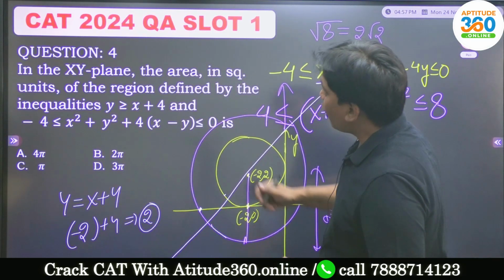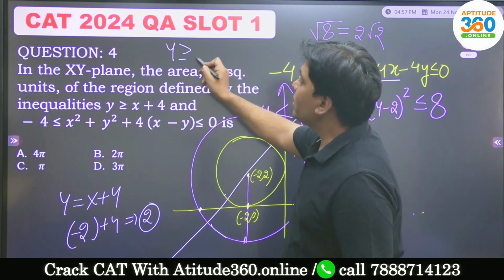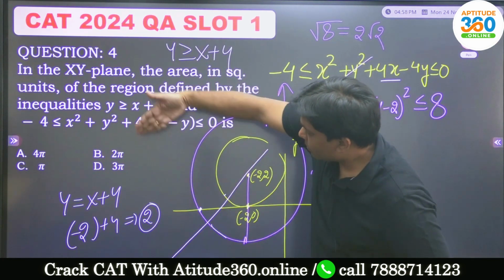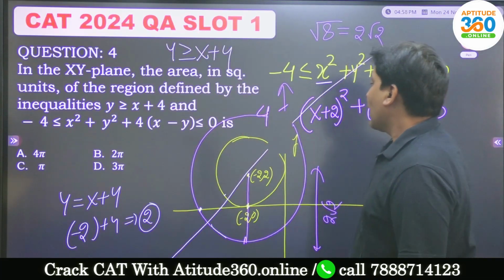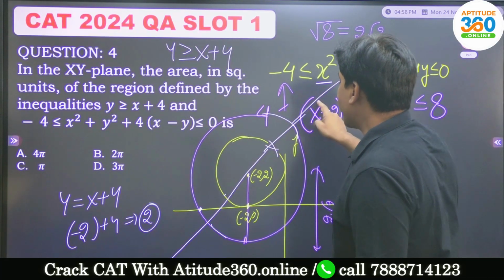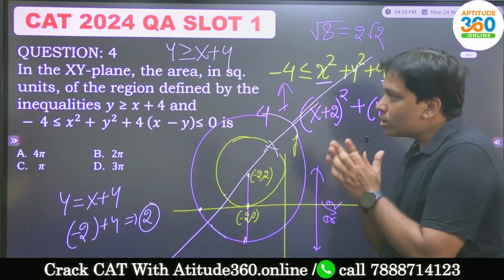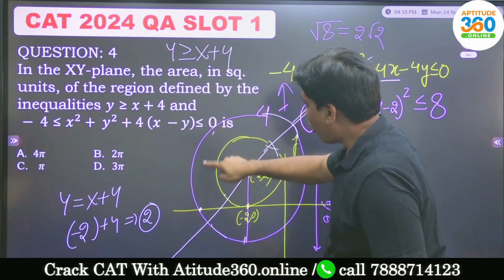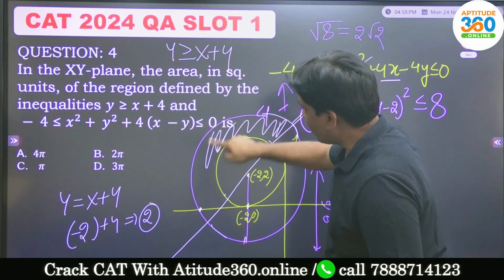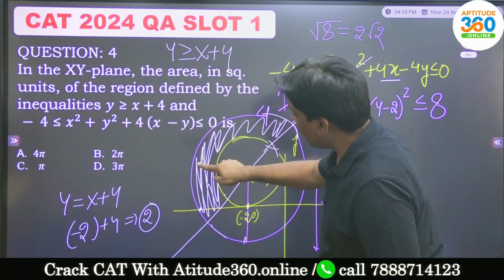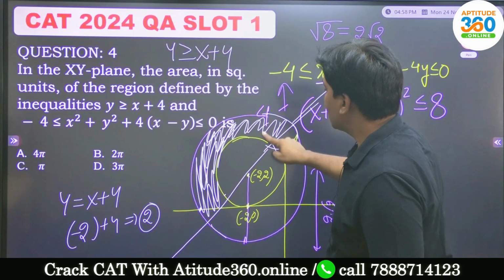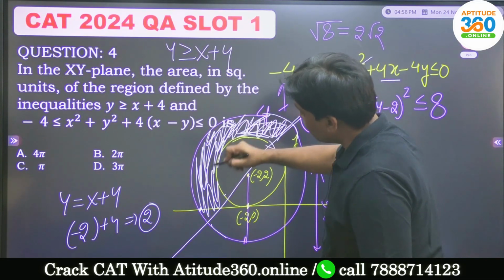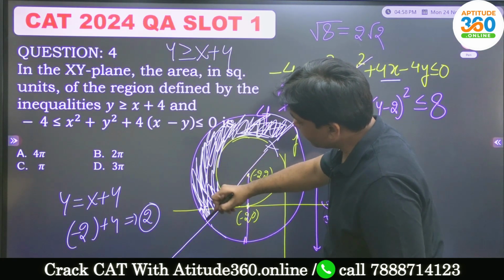Now when the problem says that y will have to be more than x plus 4, what are we talking about? We are talking about this area over here, right? And if this is the case, what you need to find out is the area between these two circles. So something like this, all of it. And since you have to find the area above this line y equals x plus 4, you will have to find the area of this region, isn't it? This is what you will have to find out.